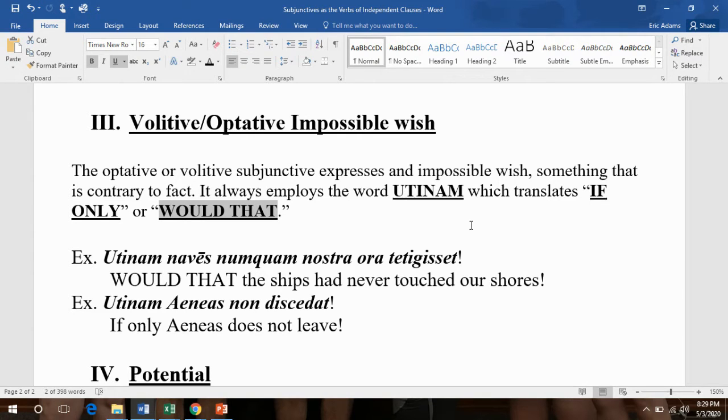Move this house right now, Jeeves. And of course, Jeeves says, "Would that I could, sir." "Would that" is an expression of, yeah, I can't, if only. And so that is the impossible wish, so easy to recognize because of the utinam, and here we have a couple of examples.